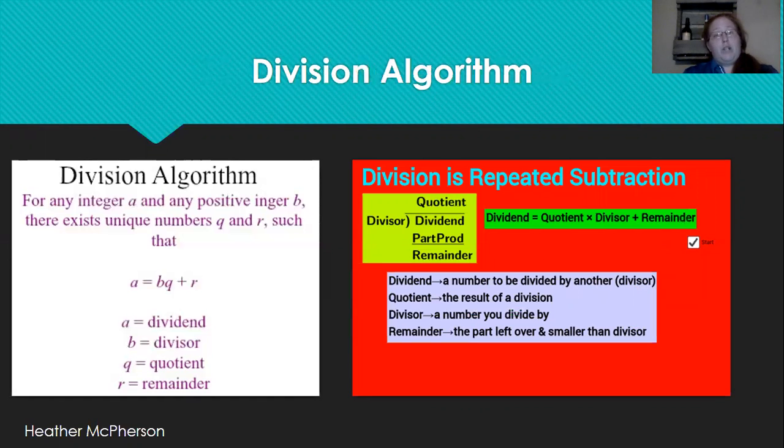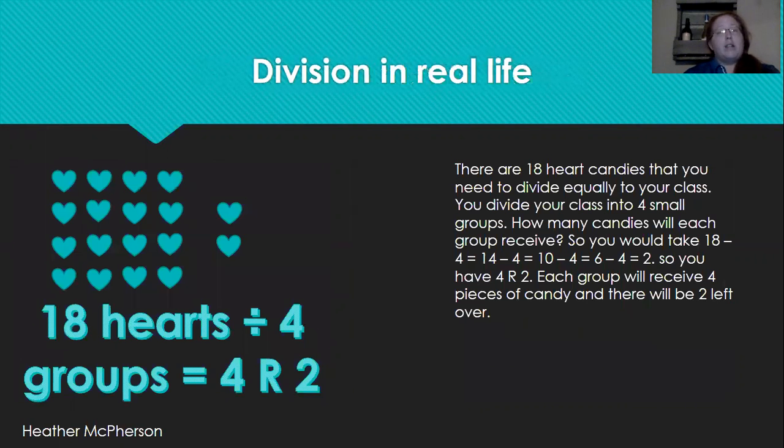When working with the division algorithm, you're also going to be working with repeated subtraction. So the next problem that we have is going to deal with repeated subtraction a little bit more in depth. You have 18 heart candies that you need to divide equally into your class. You've divided your class into 4 small groups. How many candies will each group receive?